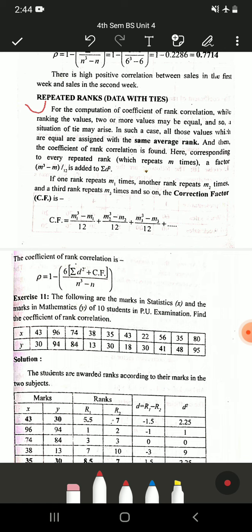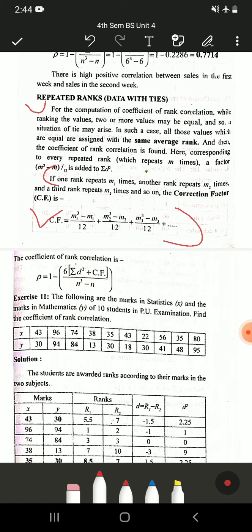So if one rank repeats m1 times, another rank repeats m2 times and the third rank repeats m3 times, and so on, the correction factor is m1 cube minus m1 divided by 12, plus m2 cube minus m2 divided by 12, plus m3 cube minus m3 divided by 12, and so on. If there is another rank which is repeated, say m4 times, then it will be m4 cube minus m4 divided by 12 and so on. So this is the correction factor. If asked what is the correction factor, then you have to write till here.